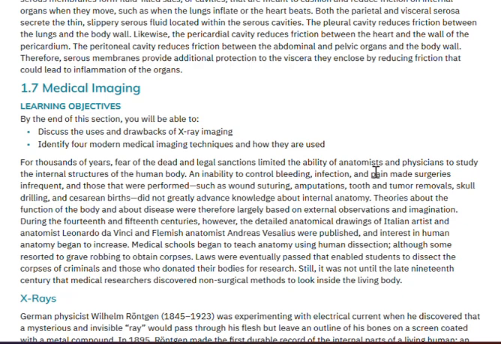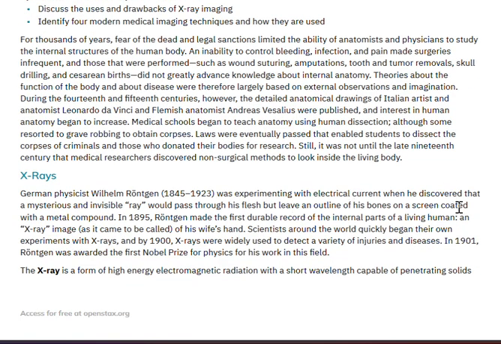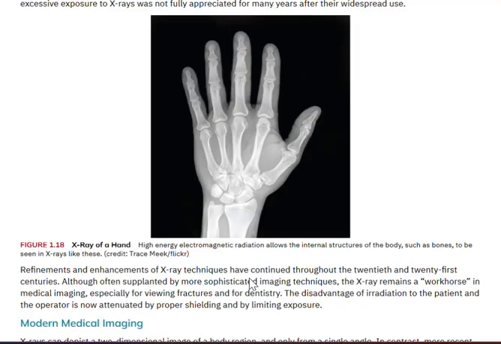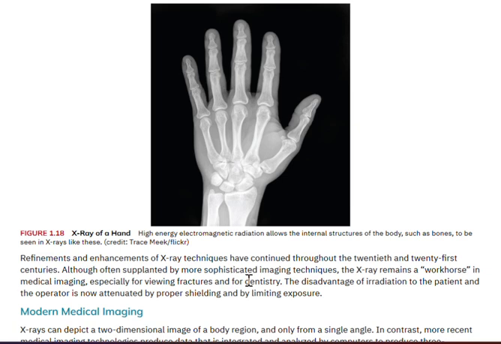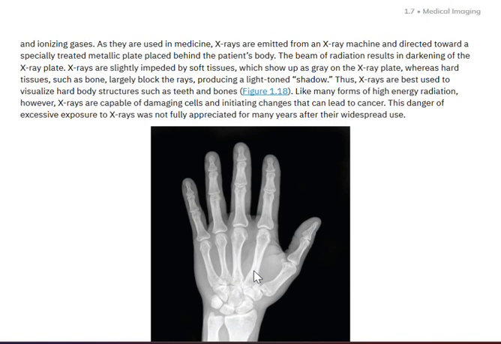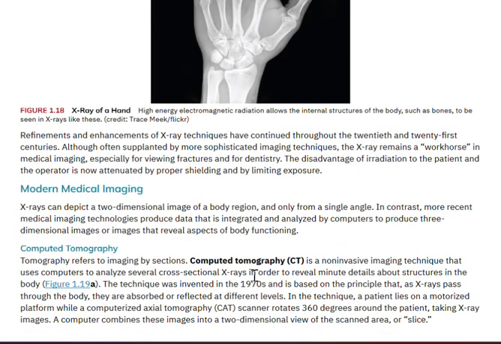Imaging, X-ray. It's good for bones. Alright, there you go. If you got a fracture, arthritis, X-ray will do it. Doesn't show soft tissue that well though.